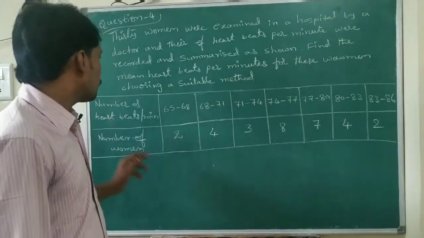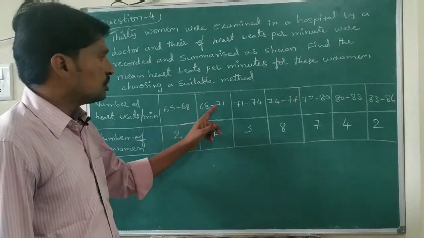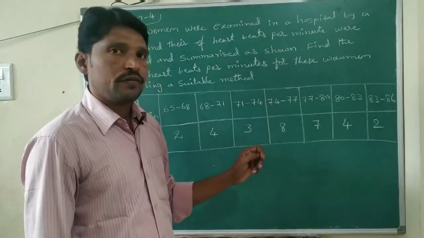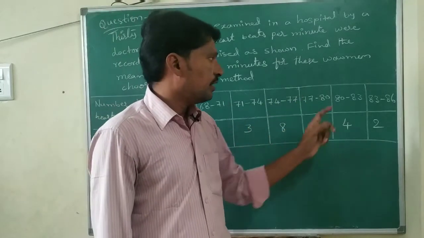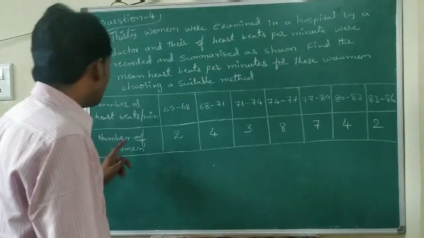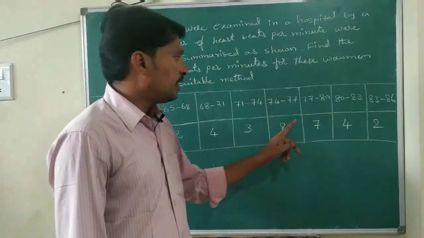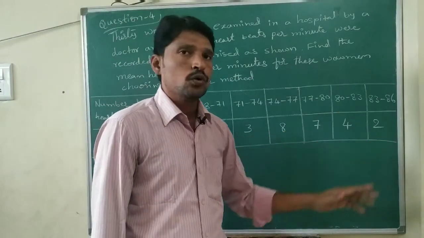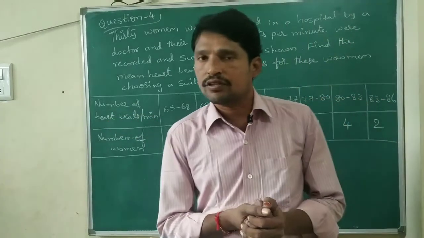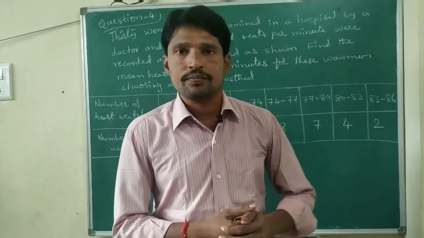Choose a suitable method. Number of heartbeats per minute: 65 to 68, 68 to 71, 71 to 74, 74 to 77, 77 to 80, 80 to 83, 83 to 86. Number of women: 2, 4, 3, 8, 7, 4, 2. Number of heartbeats we are taking as class intervals and number of women we are taking as frequency.